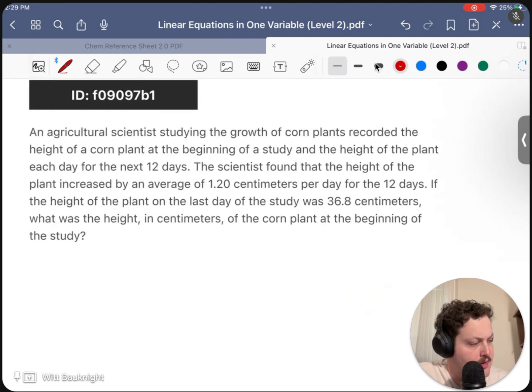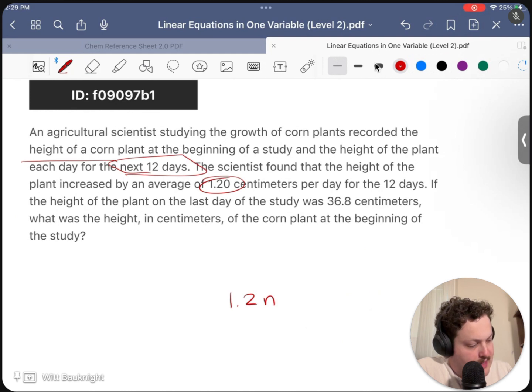Agricultural scientists studying the growth of corn plants record the height of a plant at the end of the next 12 days. Scientists found that the height of the plant increased by an average of 1.2 centimeters per day.